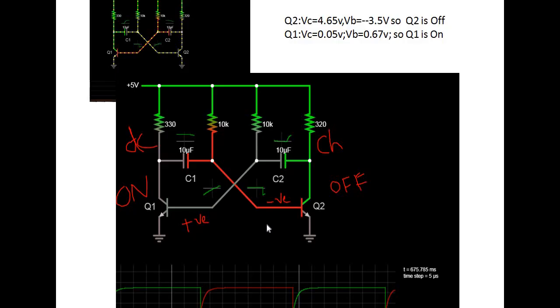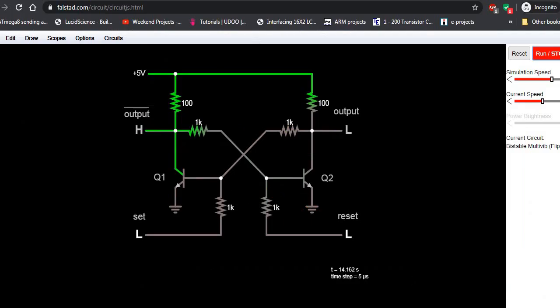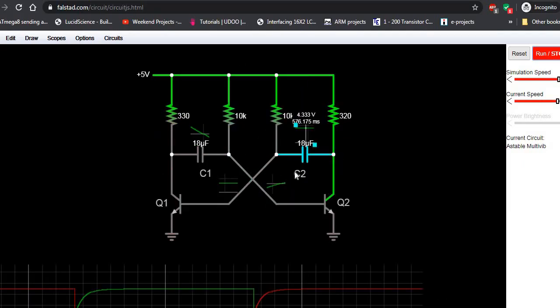If you would like to simulate this astable multivibrator using an online simulator, this is what we have. This is nothing but an astable multivibrator. Here we have 2 transistors, 2 capacitors and 4 resistors. There is no triggering circuit at all. Why? Because this circuit itself changes its states. That's why there is no stable state for this astable multivibrator.